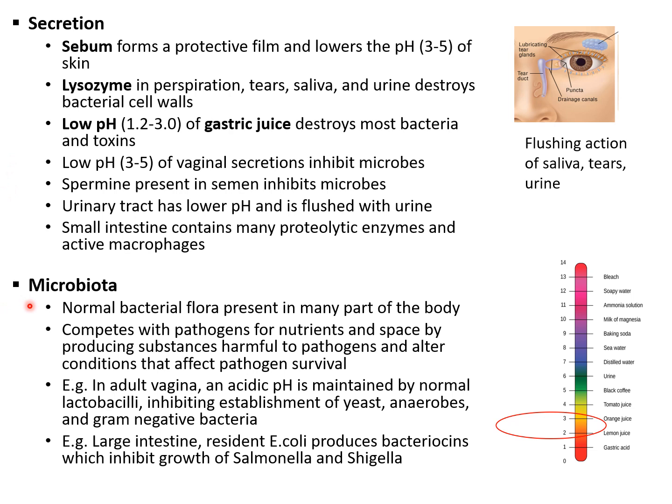Microbiota is the normal bacterial flora present in the body. It competes with pathogens for nutrients and space by producing substances harmful to the pathogens and altering conditions that affect pathogen survival. For example, in the adult vagina, an acidic pH is maintained by normal lactobacilli, inhibiting establishment of yeast, anaerobes, and gram-negative bacteria. In the large intestine, resident E. coli produces bacteriocin, which inhibits growth of Salmonella and Shigella.